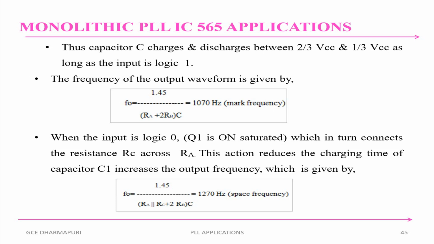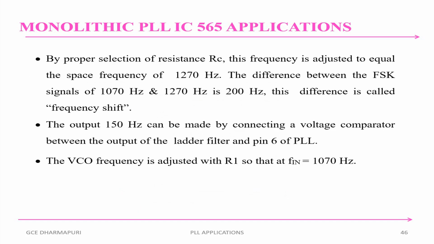When the input is logic 0, the resistance RC is connected across RA. This action reduces the charging time of capacitor C1 and increases the output frequency, which is given by f0 = 1.45 / ((RA parallel RC + 2RB)C), that is equal to 1270 Hz. This is the space frequency. By proper selection of resistance RC, this frequency is adjusted to equal the space frequency of 1270 Hz.